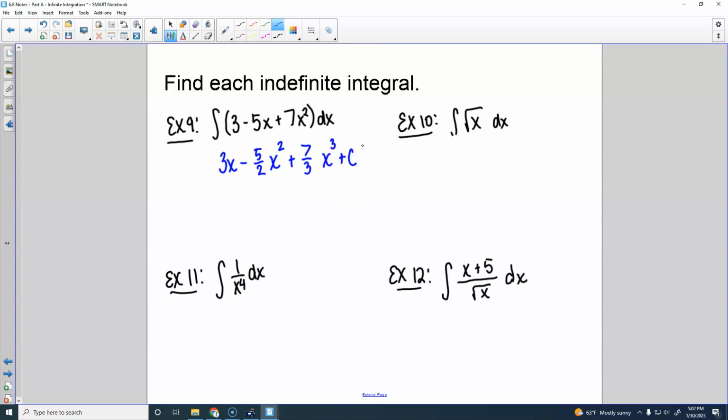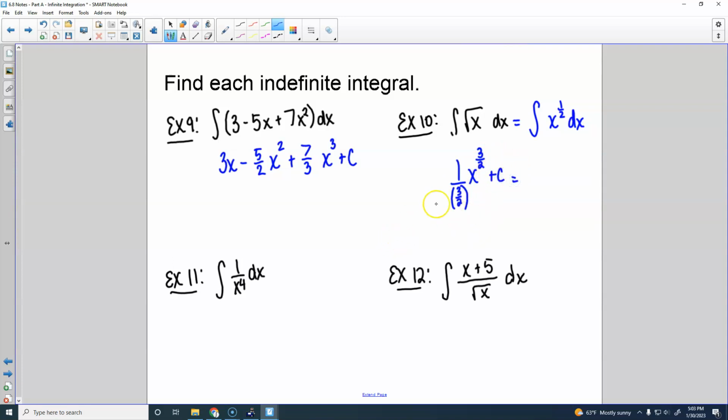Whenever we're looking at problems like example 10, we're not going to be able to do this problem unless we change it to fractional exponents first. So this would be the same as integrating x to the 1/2 dx. So the rule remains the same, it's just a little bit harder to accomplish. We're going to add 1 to our exponent, which will give us 3/2. And then we don't have a coefficient, so our coefficient is just 1. We have to divide by that 3/2. Now, make sure you put the plus c.